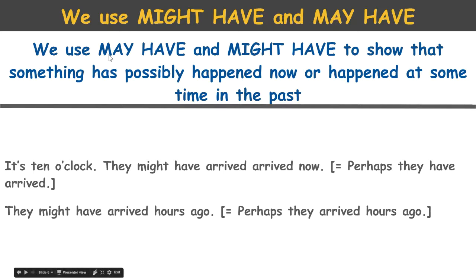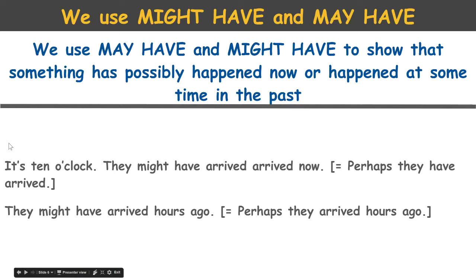So let's see. We use may have and might have to show that something has possibly happened now or happened at some time in the past. But like I said, it's might and may. You're still not sure, but you believe there are chances that it might have happened now, or maybe at some time in the past. Let's take an example to have clarity.